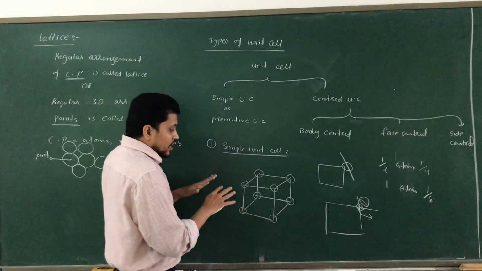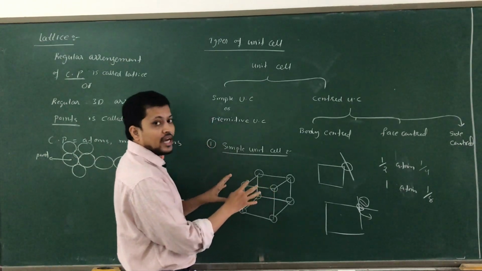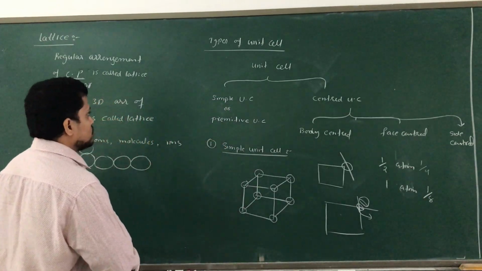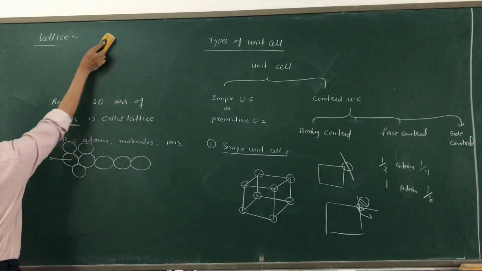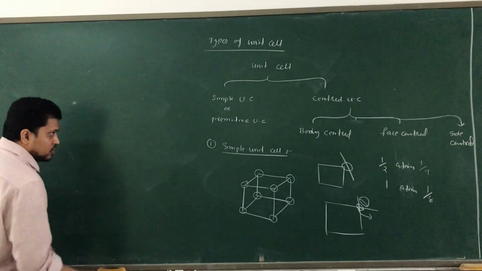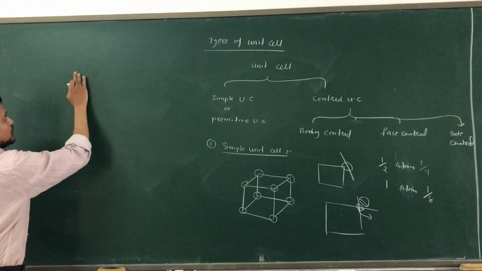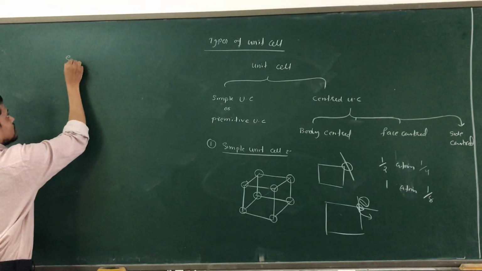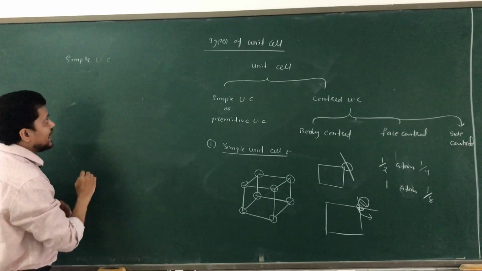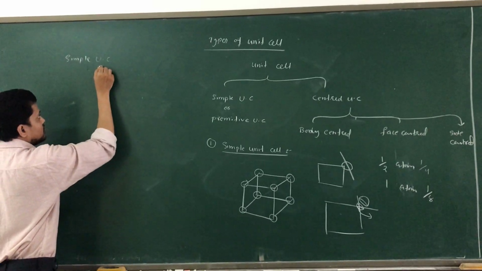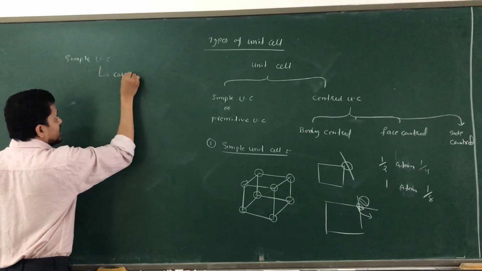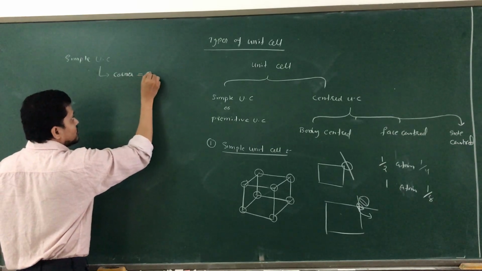So based on that, this particular cell belongs to how many atoms? Here I'll just show you. So now if you see, in the simple unit cell we have total 8 atoms. And all of them belong to the corner, right? Corner. So corner, how many atoms we have? 8.